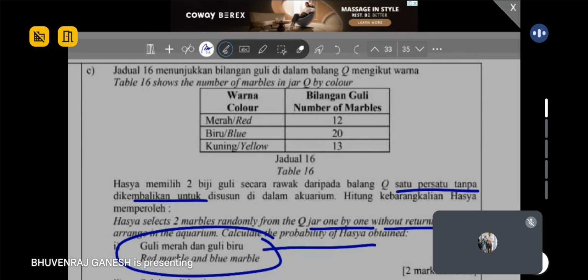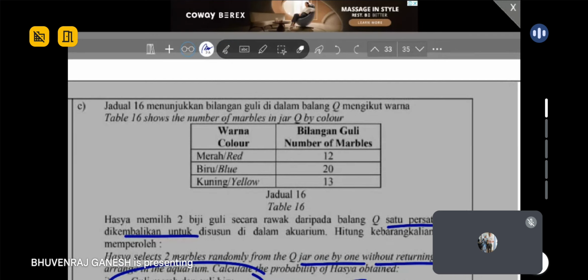Okay, jawapan dia 4/33. Okay, maybe I know your mistake. Okay, so they say red marble, right? Okay, so red 12 over total. Total is 45. Am I right? 45. Okay, the second one is very important. Nilai kebarangkalian yang kedua sangat penting. Because without replacement, tanpa penggantian.